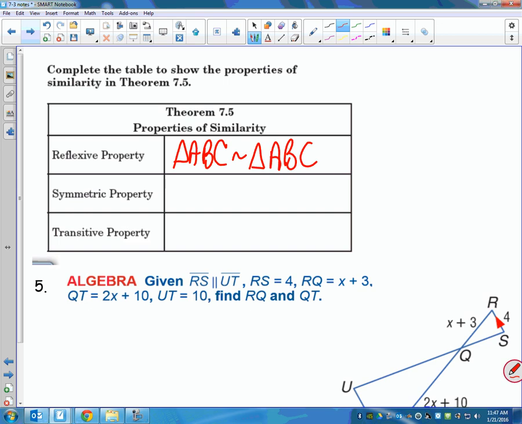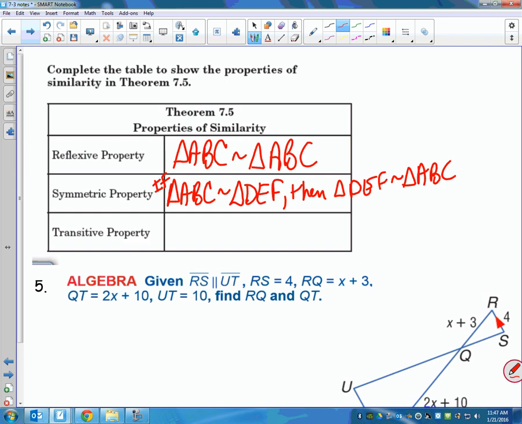Symmetric says you can flip the order around. Just to remind you, it's been a while. You don't forget that. So if that's true, and say if triangle ABC is similar to triangle DEF, then triangle DEF is similar to triangle ABC. And our good old transitive property, that's a whole lot of writing.